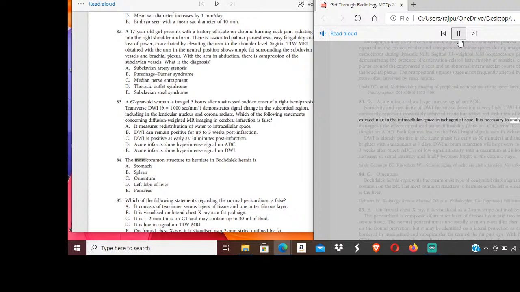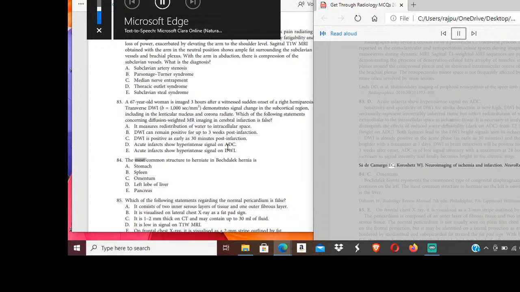It is necessary to analyze maps of ADC to distinguish the effects of reduced water diffusibility, dark on ADC, from T2 shine through, bright on ADC. Both features lead to the DWI bright signal seen in ischemia. DWI is already positive in the acute phase, as early as 30 minutes, and then becomes brighter with a maximum at 7 days. DWI in brain infarction will be positive for approximately 3 weeks after onset. ADC is of low signal intensity with a maximum at 24 hours and then increases in signal intensity and finally becomes bright in the chronic stage.